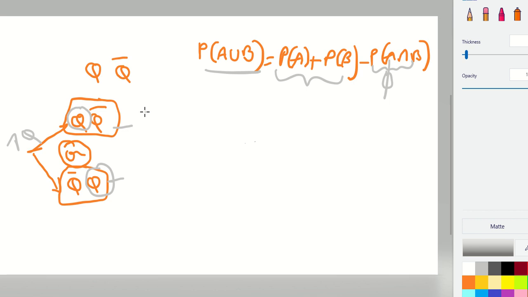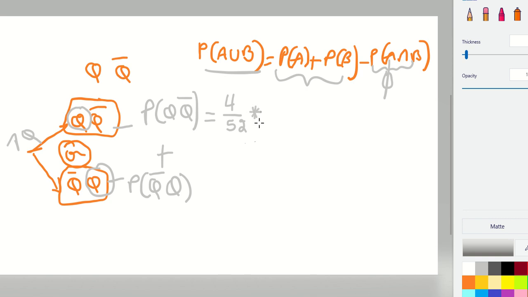So you end up calculating the probability of a queen followed by not a queen. Then you calculate the probability of not a queen followed by a queen, and then you're going to add these two together. Okay, so show the probability of a queen followed by not a queen. The probability of getting a queen on the first one is 4 over 52 because you have 4 queens and 52 cards, and then you're going to multiply by, now you're going to get not a queen.